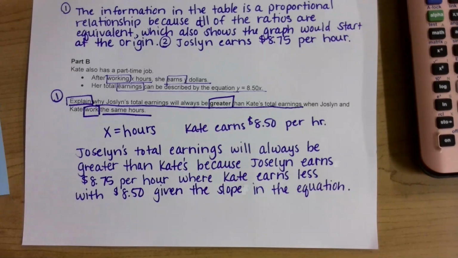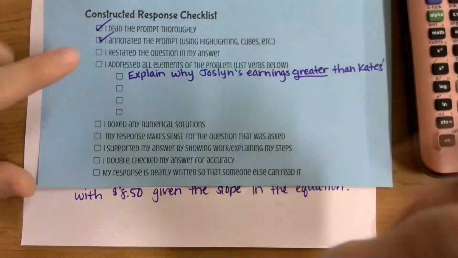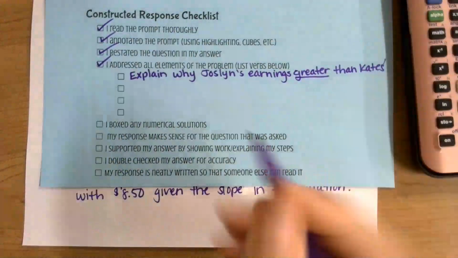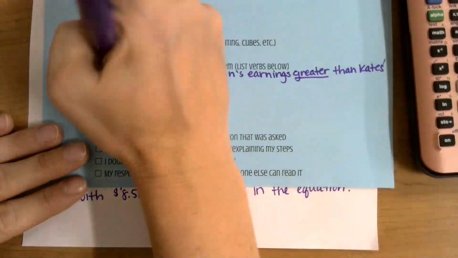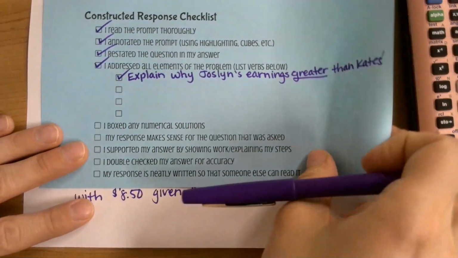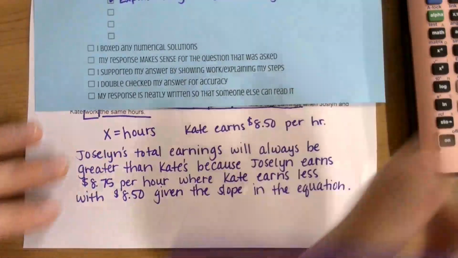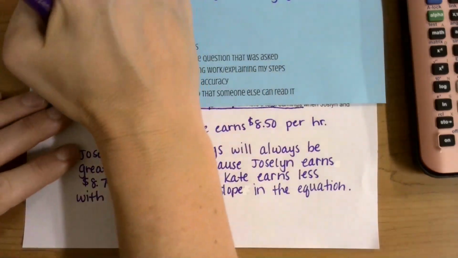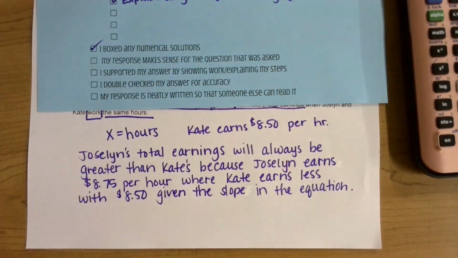So now let's go back to the checklist. I restated the question and my answer. Yes, I addressed all the elements. So explain why Jocelyn's earnings are greater. I did. I explained and I compared. I boxed in numerical solutions. Again, this is more of just a verbal answer, so I can just check that off because we don't really need to do that.